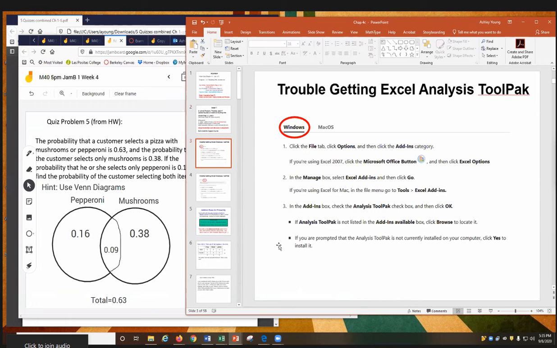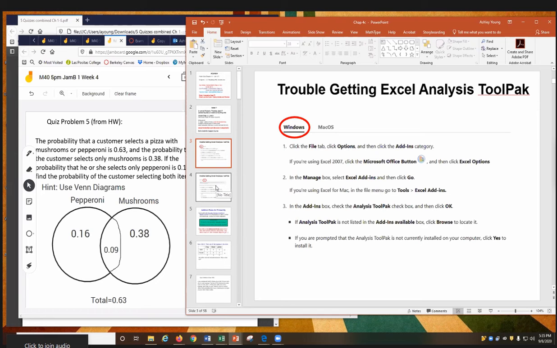All right. Some people are having trouble getting the Excel Analysis ToolPak to load in or to find it. So these are instructions for Windows. Take a picture of that if you need to. It'll be there. I'll leave it up for 5 more seconds. 5, 4, 3, 2, 1.